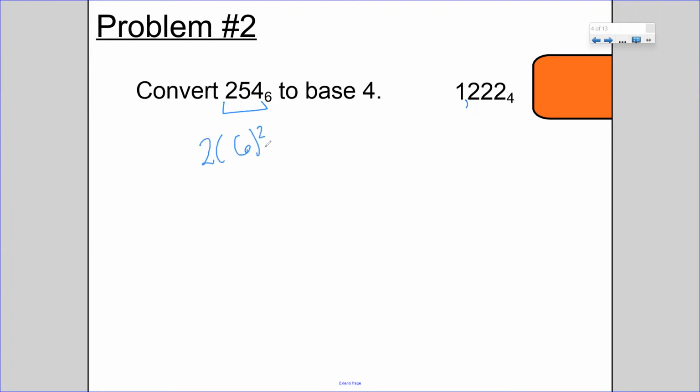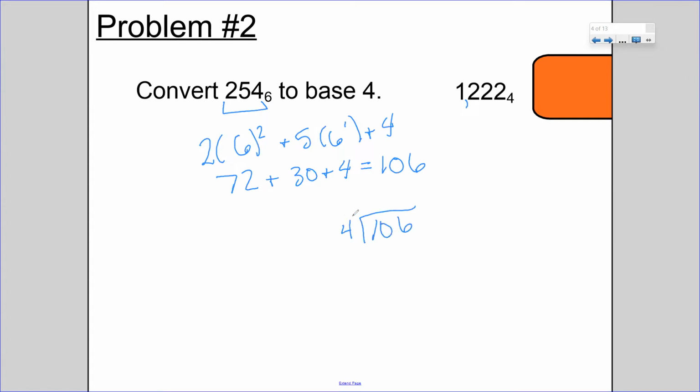So I'm going to have 6 squared times 2 plus 5 times 6 to the first and then plus 4. So that's going to give me 72 plus 30 plus 4, or 106. Next, what I'm going to do is repeated division. So if I'm doing repeated division, I'm going to take 106 and I divide by 4. This will go in 26 times, which gives you 26 and 2 as a remainder. So that'll be my units digit.